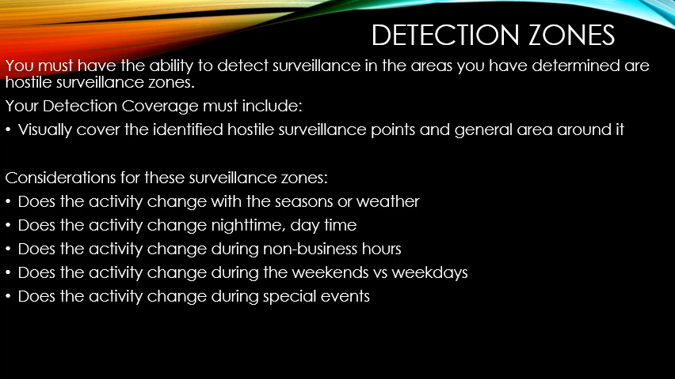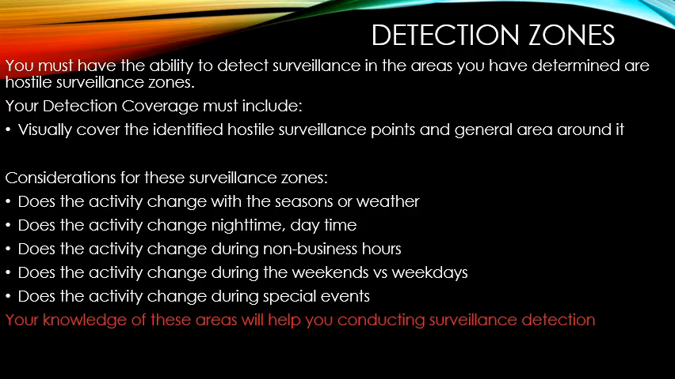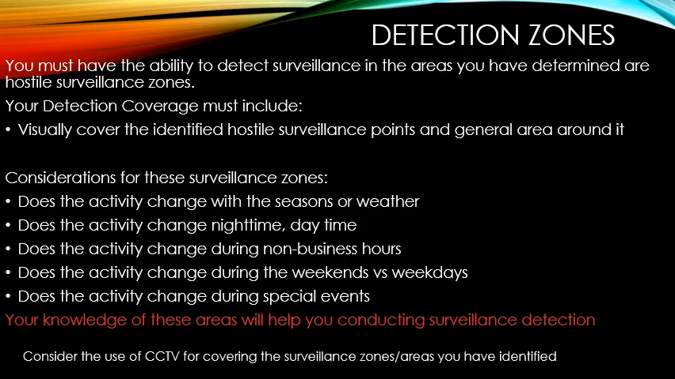Also consider using cameras or closed-circuit television to help watch these areas. This gives you a video record of people and events taking place. If you use facial recognition software, it can help you track people also, especially for threats. For example, you see the same person at multiple surveillance points you have identified at different times. And this is also the same with license plate readers. Technology can be a help in your surveillance processes. Your knowledge of these areas will help you in conducting the surveillance detection program.